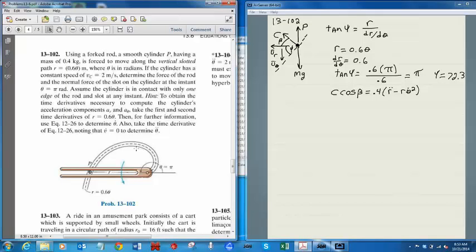If I sum forces in the theta direction, I have minus P plus mg. I also have part of the C, so I have minus C sine of beta. That's it, so that equals mass, 0.4, times the acceleration in the theta direction. That would be 2 r dot theta dot plus r theta double dot.